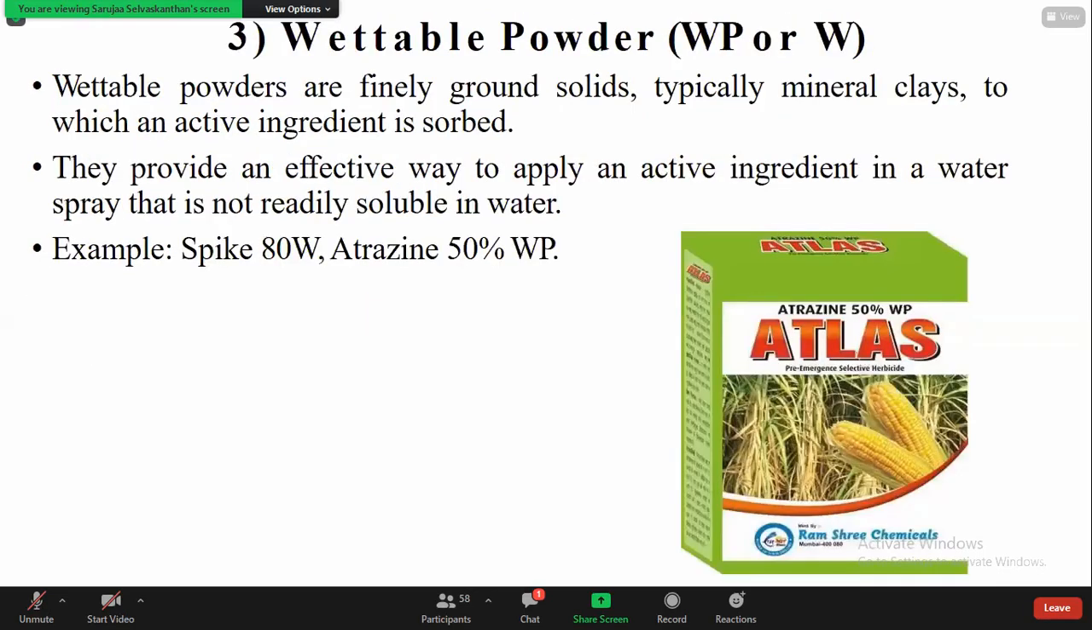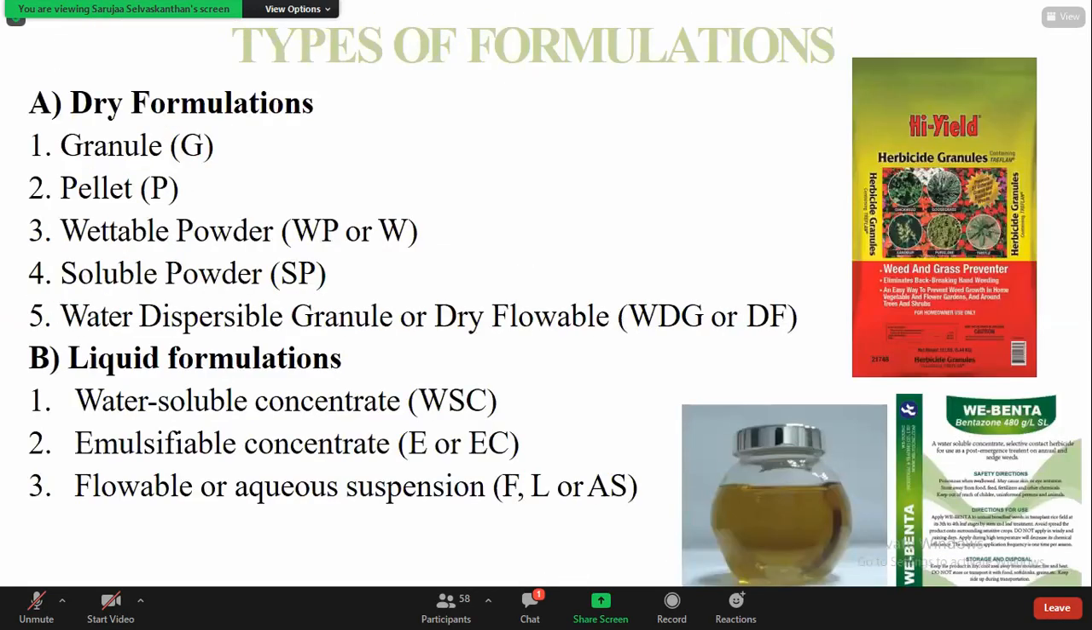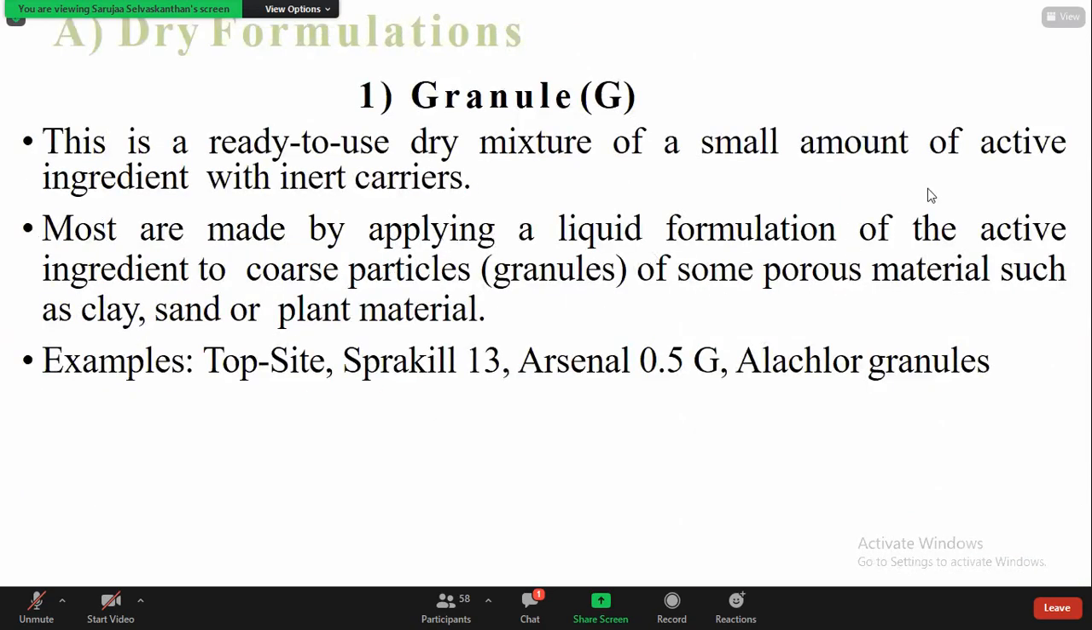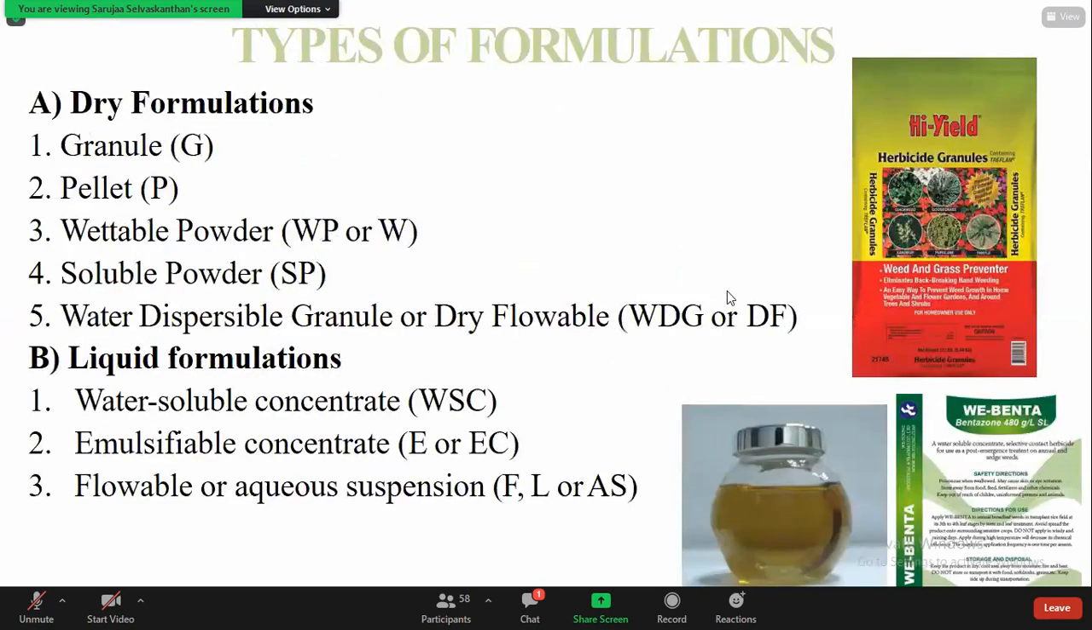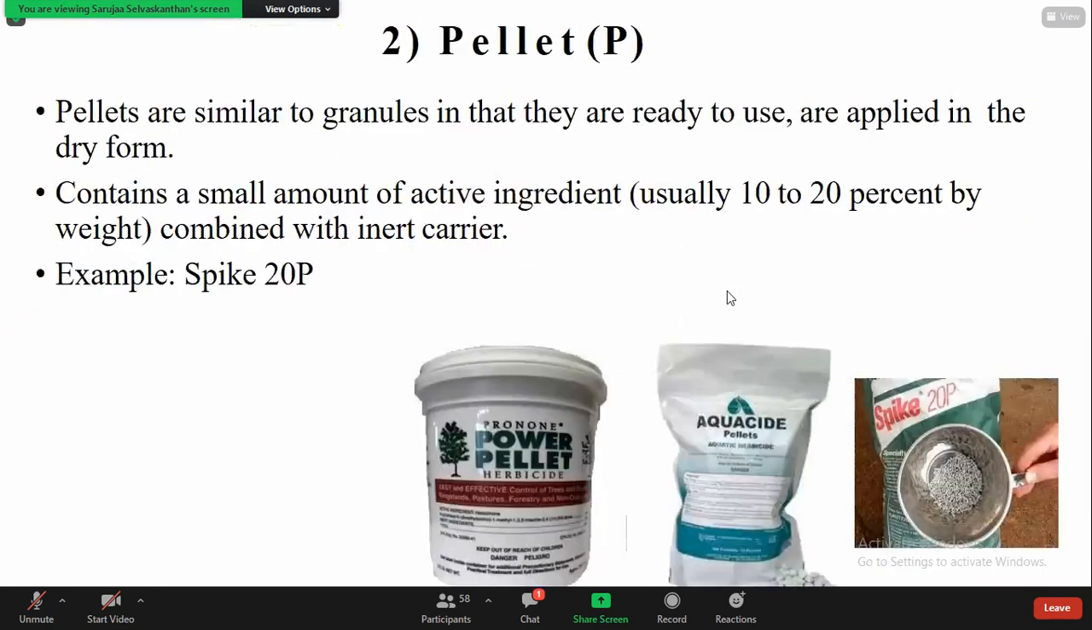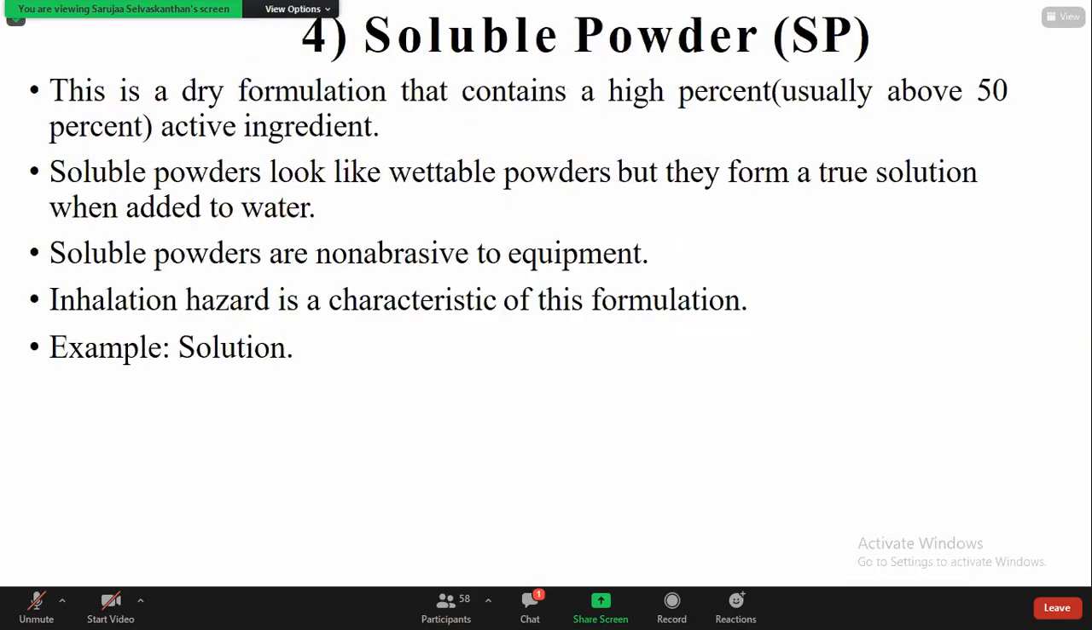Then you must know only the types of formulation: dry formulation and liquid formulation. What types are available under the dry formulation? What types are available under the liquid formulation? And an example for each one. That's enough for your exam. Then you want to look at some pictures also. No need to memorize that sentence, just the type and an example. That's enough for your exam.